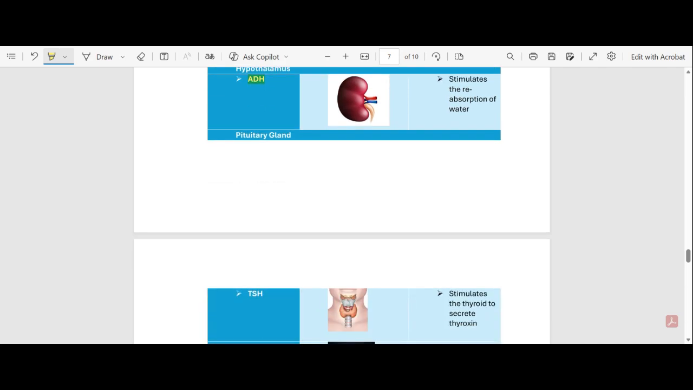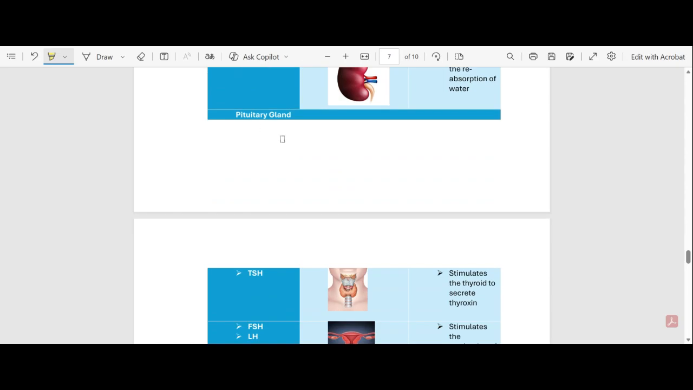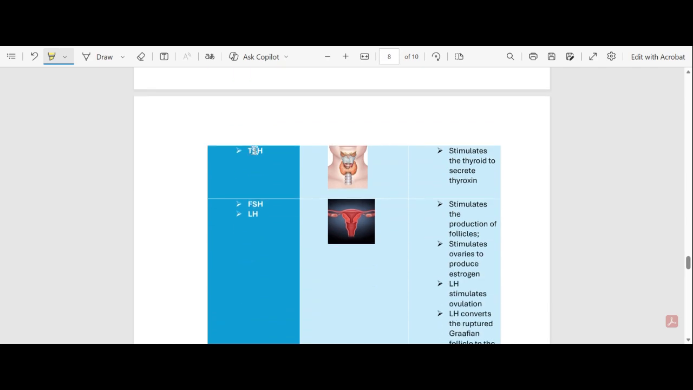Okay. Now let's go to hormones that are secreted by the pituitary gland. Remember, we said that the pituitary gland and the hypothalamus work together, hand in hand. The pituitary gland secretes TSH, which is thyroid stimulating hormone. What's the target organ? The target organ is the thyroid gland. It's a self-defining word: thyroid stimulating hormone. It stimulates the thyroid gland to secrete thyroxine. What's the function of thyroxine? It regulates metabolism in the body. But we'll get more into that.